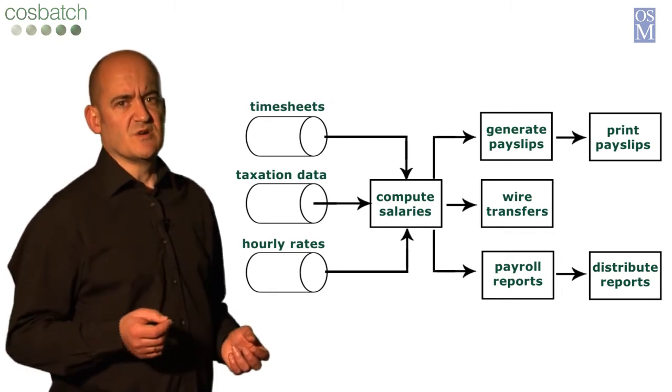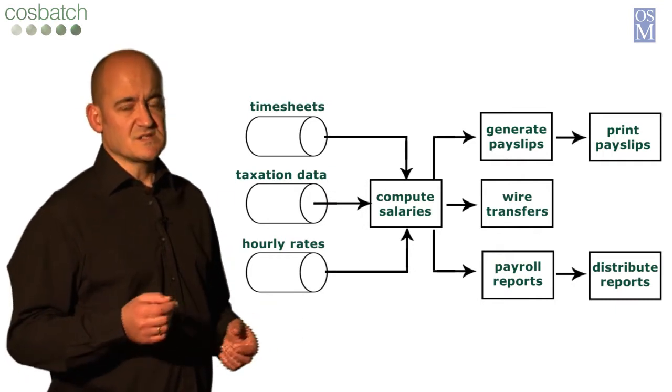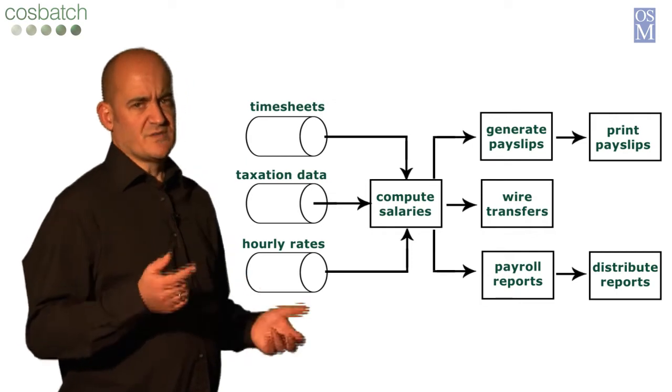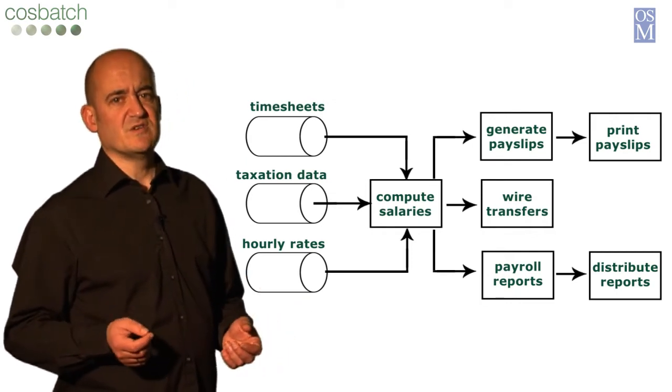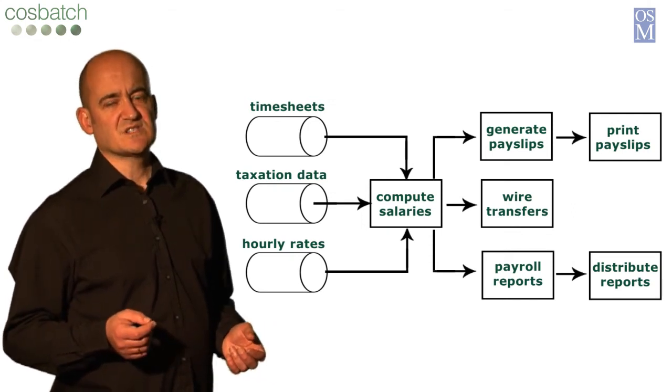What may not be immediately obvious, though, is that each of these processes may be dependent on the successful or unsuccessful outcome of a prior job or jobs. There's no point, for example, in generating the wire transfer information to the bank until we've worked out how much we have to pay each of our staff members.